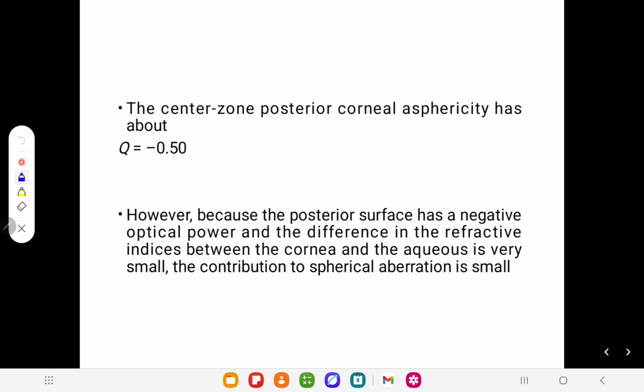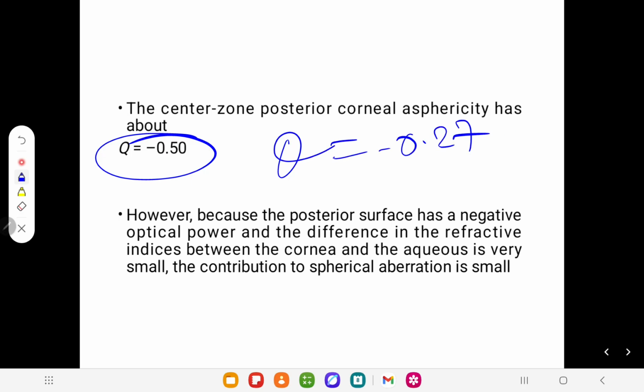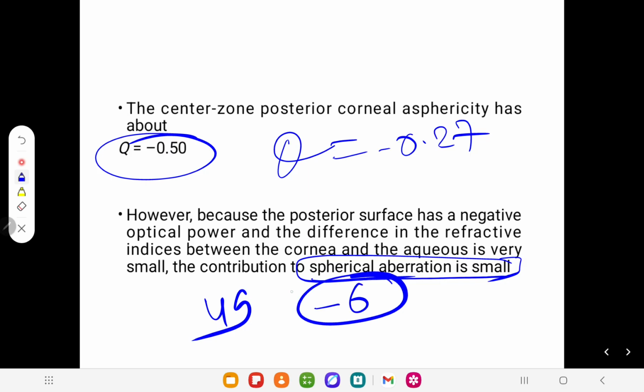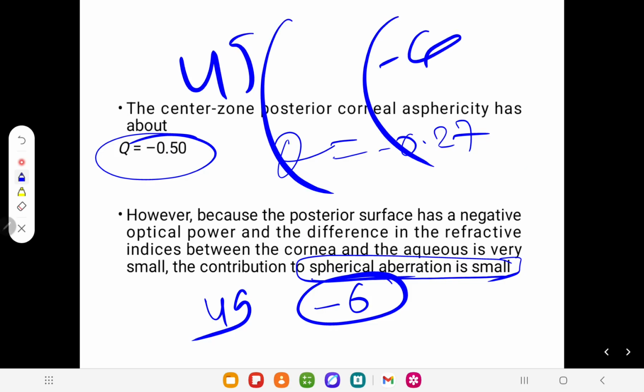So the central zone posterior corneal sphericity has about, this is posterior, not anterior. The posterior surface has negative power, and the difference of refractive index between cornea and aqueous is very small. So the contribution of spherical aberration is very small because the surface has little power. The posterior surface has a very small power compared to the front surface, which is 49 D, while the posterior surface is 6 D. So its contribution to spherical aberration is very little, but the anterior surface has huge power, isn't it? That's why anterior surface sphericity matters more.